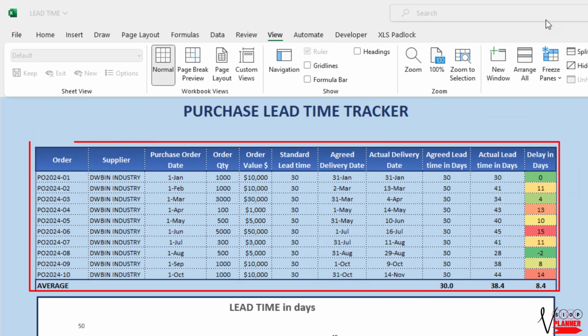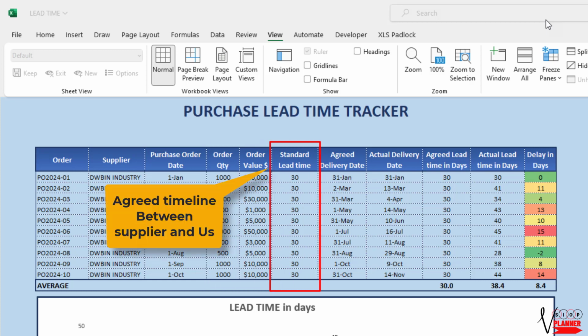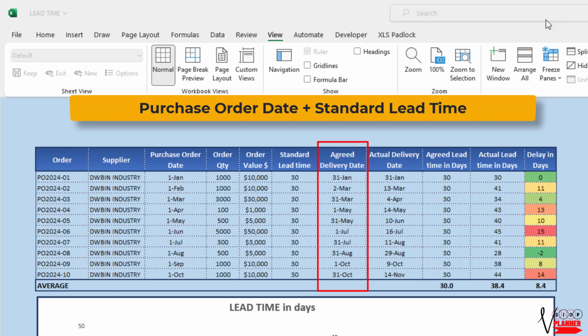Let's start by examining our order and supply information. We'll look at the purchase order release date, the quantity ordered, and the value of the order. Pay special attention to the standard lead time, which is the time period mutually agreed upon between us and our supplier. This figure here represents the agreed delivery date. It's calculated based on the standard lead time and represents when we expect to receive the parts in our warehouse.